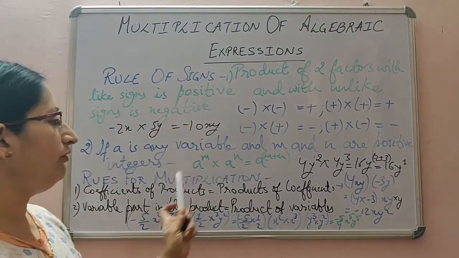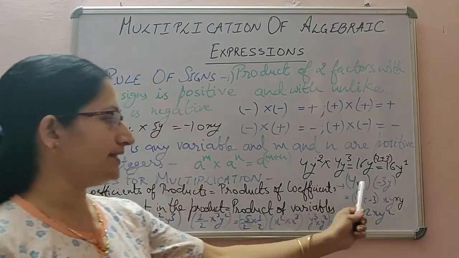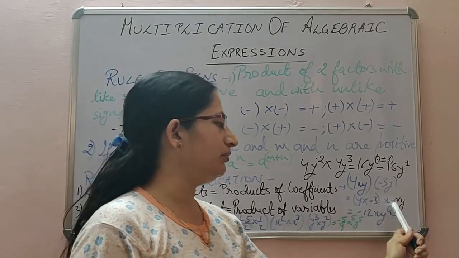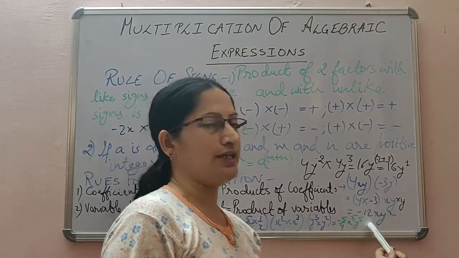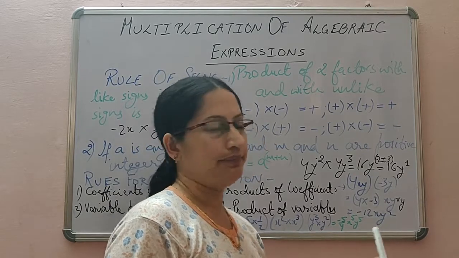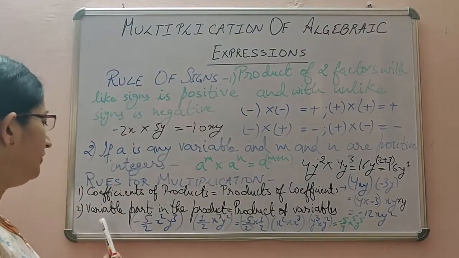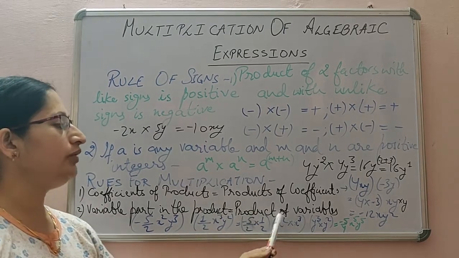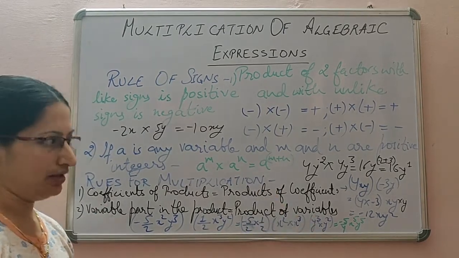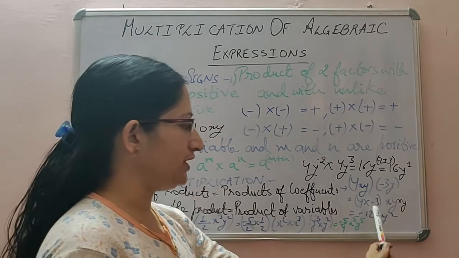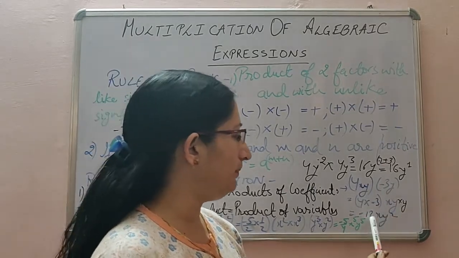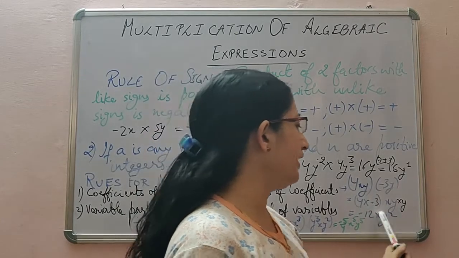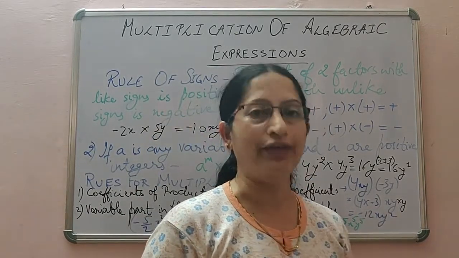So the coefficient of the product is equal to the product of the coefficients. We have done the product of these coefficients, then only we have got this. Now come to the second rule, that is, the variable part in the product is equal to the product of variables. Here we talked about coefficients, that is, coefficients were multiplied and we got minus 12. Same way variables also were multiplied and we got the product of variables.